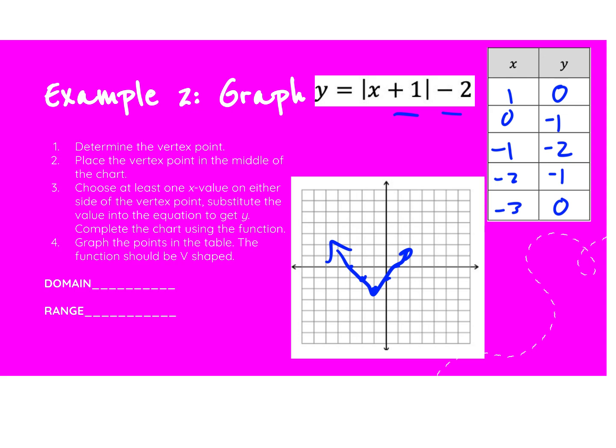All right, my domain is going to be all real numbers. I can keep adding values in for x anywhere I want. And my range is going to be, well, I bottom out at negative 2, and everything else is going to go up from there.